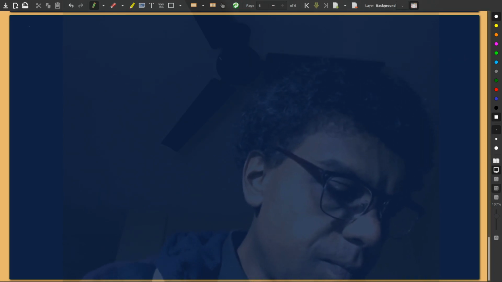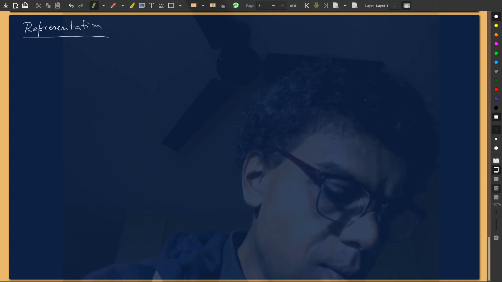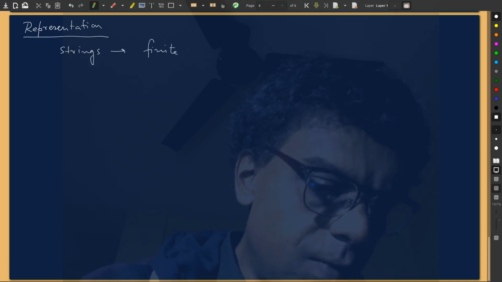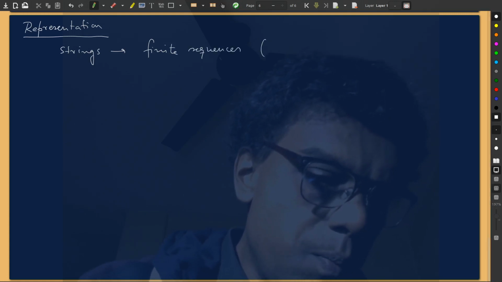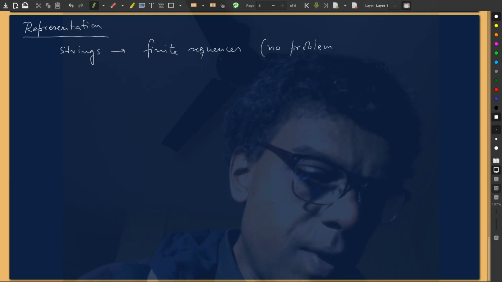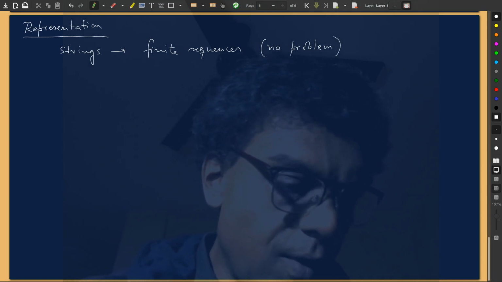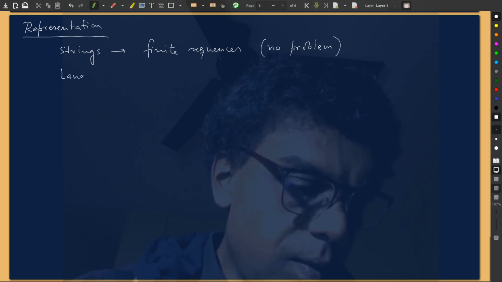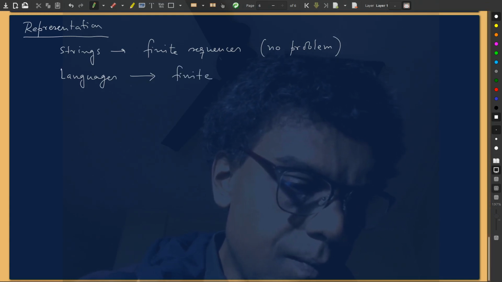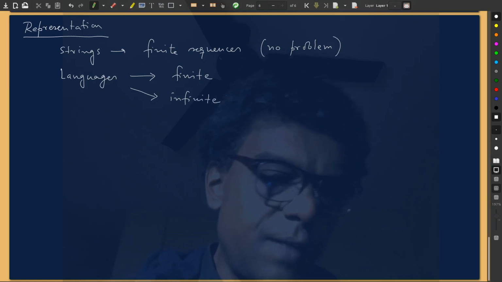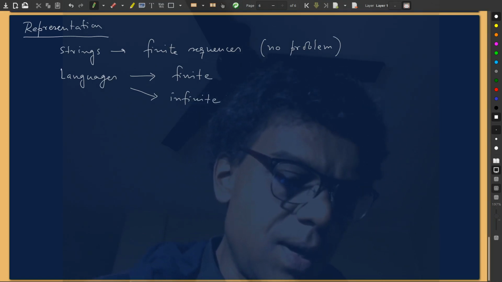So the next question, representation. First, strings. They are after all finite sequences. So there is no problem in writing down a string explicitly. A very long string will take a very long space, but it is finite after all. But languages may consist of only finitely many strings. They may also consist of an infinite number of strings. For example, sigma star itself is a language. It is the entire sigma star, and it is infinite.